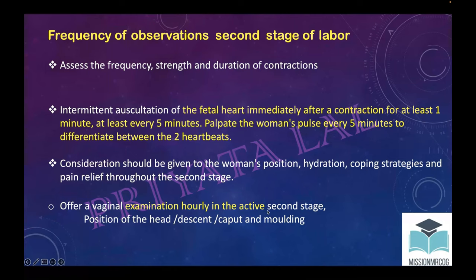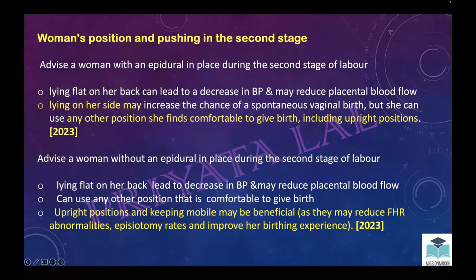Then this is again something they have added new. What they say is, in the second stage of labor, if the patient has epidural, then she should not lie flat, because we know there would be vena caval compression because of that, decreased venous return, decreased BP and decreased blood flow. So she can lie on her side. That increases the chances of spontaneous birth. Or she can choose any position she is comfortable in, including the upright position. Okay, so this is important to know.